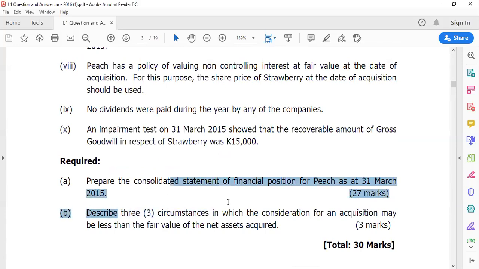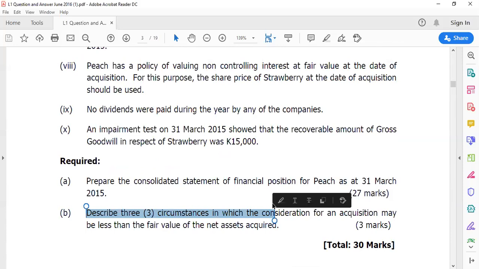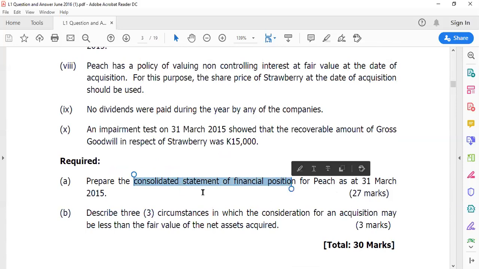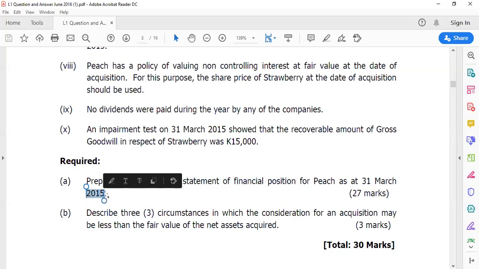Now, first things first, every single time we always go for the requirement. So when you're doing a group accounts question, the first thing you do is check the requirement. The requirement says we prepare the consolidated statement of financial position. Now, I'm not interested in this. I'm interested in the date. The date is 31st March 2015. You see? So we are looking at 31st March 2015.